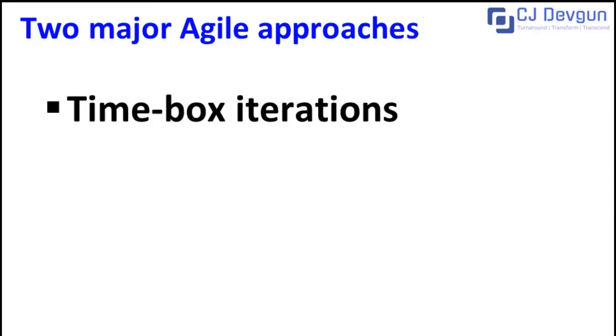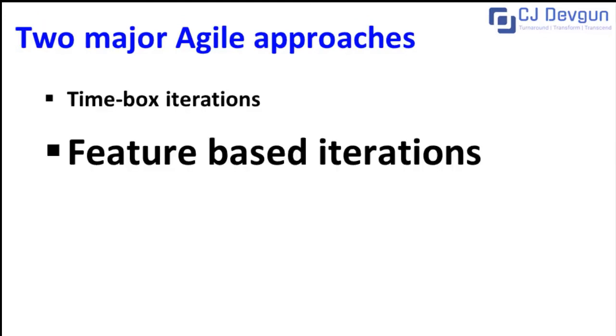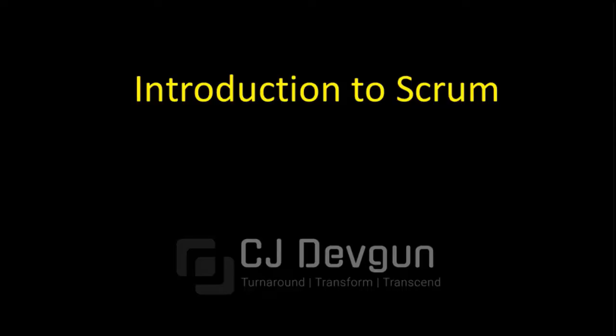And in the feature-based iteration, as the name suggests, we allocate a set of requirements that must be completed before we finish that iteration. Now, the majority of my experience has been in time-based iteration, and one of the most popular examples of time-based iteration is Scrum. That leads us to our third topic of the day: what is Scrum?